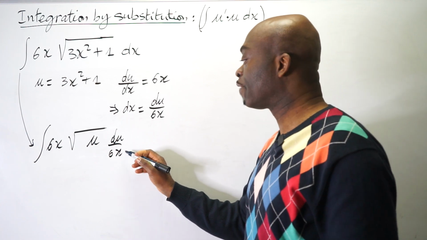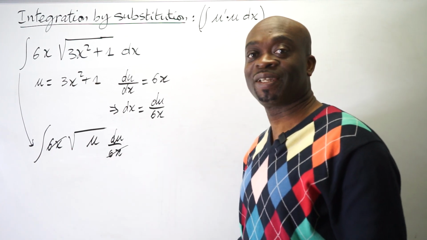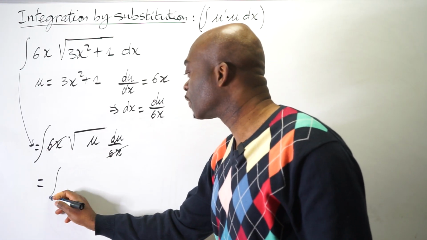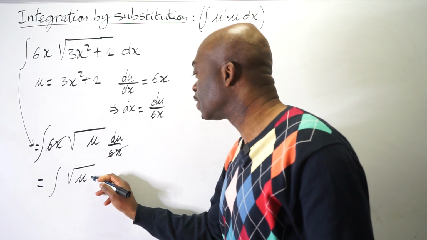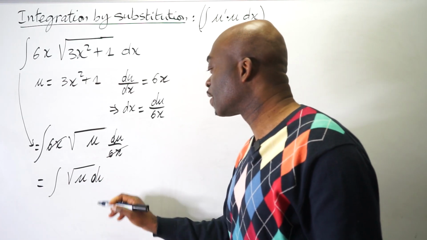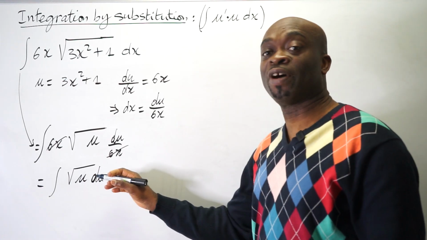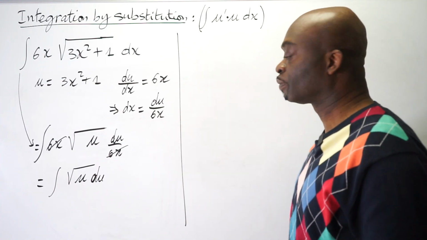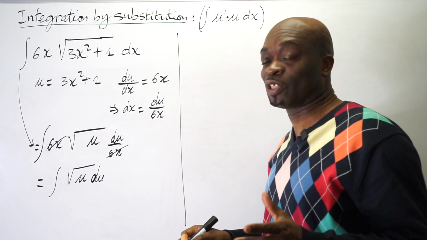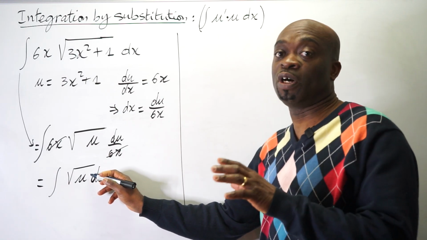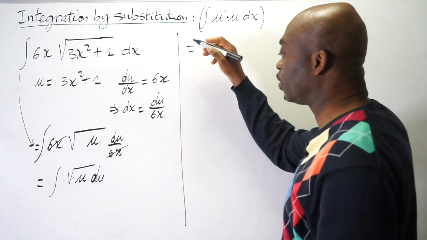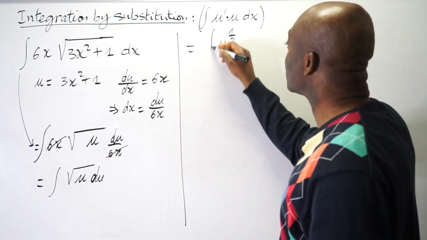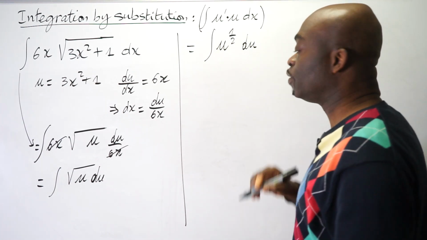All right. And then after that, what can we do? 6x, 6x cancel. So this then is equal to the integral of square root of u du. Can we now find the integral of square root of u? Yes, of course we can do that. But to do that, the easiest way is to change the radical into a power so that we can apply the formula easily. So this is then the integral of u to the 1 over 2 du.